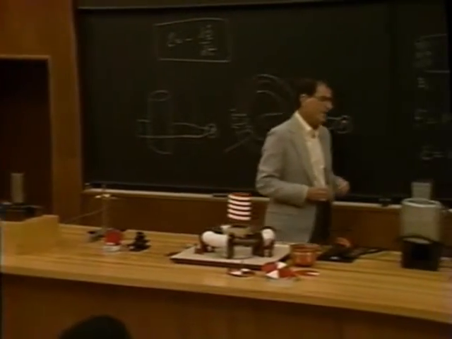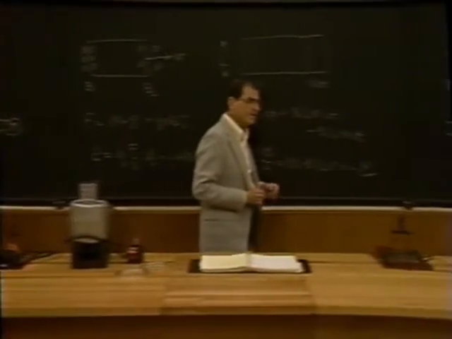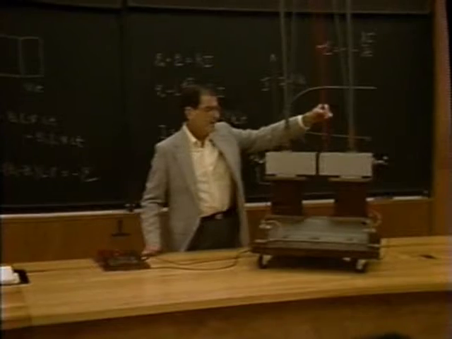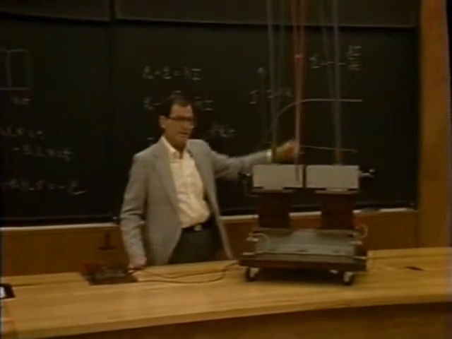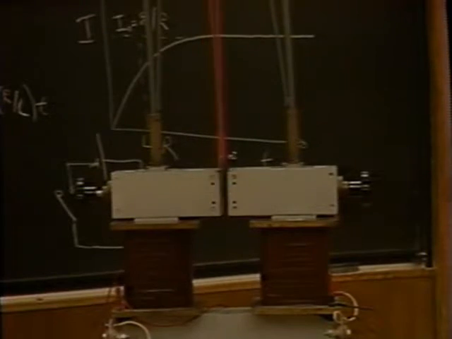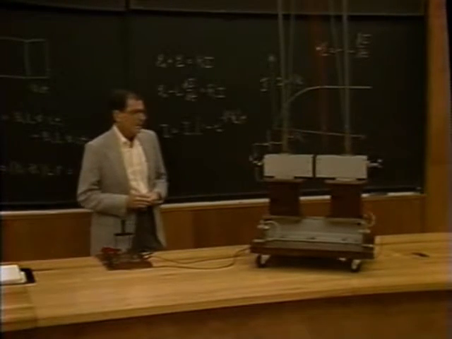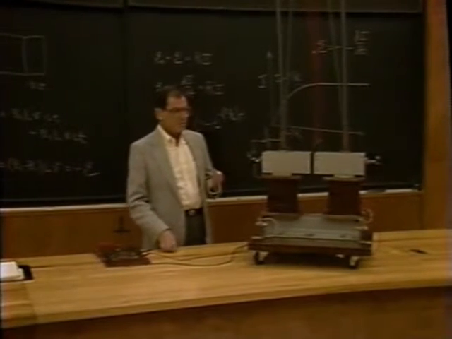Now, there's something else over here that I wanted to show you about electromagnetic induction. It's this pendulum. This is an ordinary pendulum, but it has a piece of copper at the end. And when it swings, the piece of copper swings between the poles of an electromagnet. But the magnet is not turned on right now.